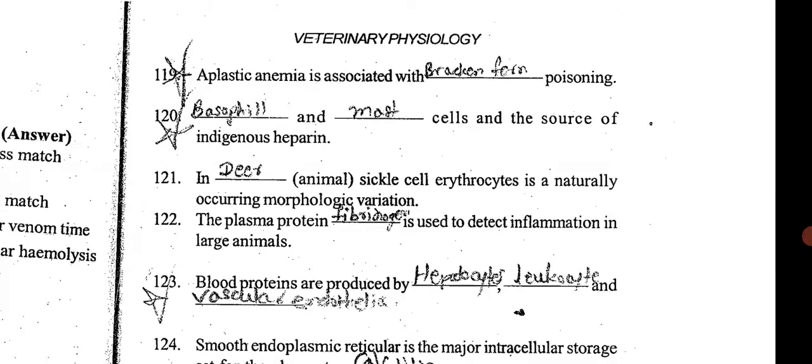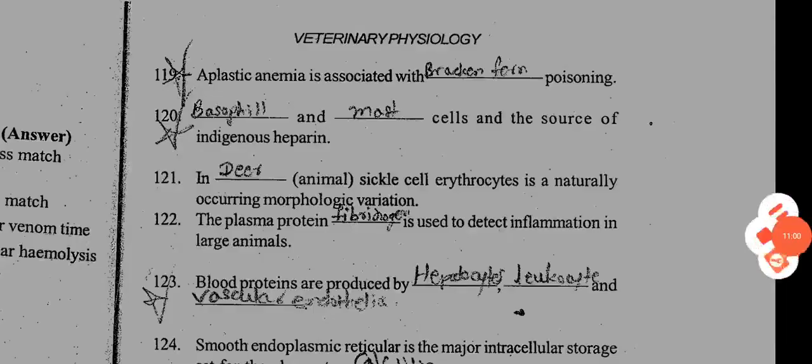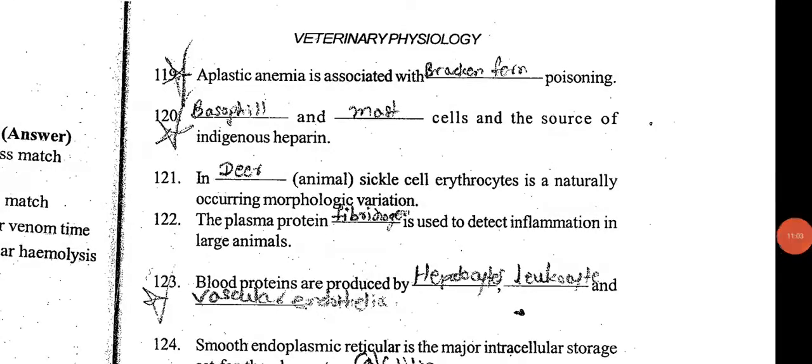Basophils and mast cells are the source of indigenous heparin. Basophil is a type of granulocytic white blood cell. Other types of granulocytic white blood cells are eosinophil and neutrophil. So basophils, along with mast cells, are the source of indigenous heparin, and heparin is responsible for clotting the blood.